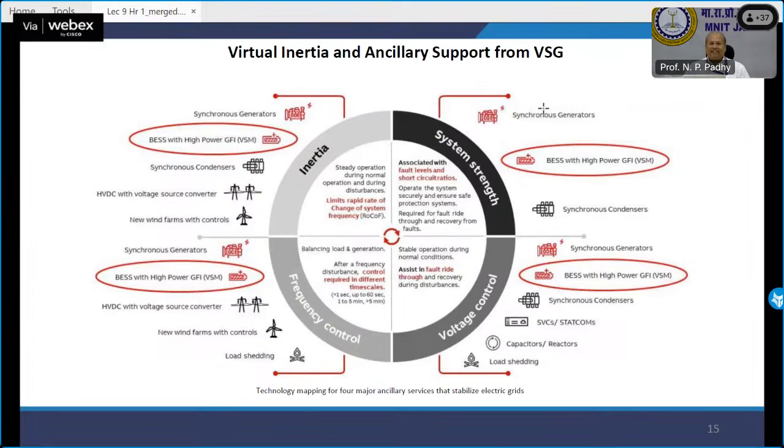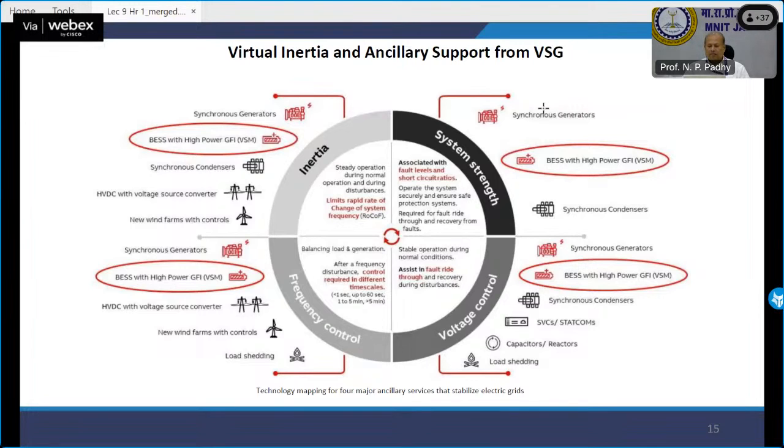So virtual inertia and ancillary support from VSG, as you could see: inertia, system strength, voltage control, and frequency control. These are the elements which support, for example, inertia: synchronous generator, battery energy storage system, synchronous condenser, HVDC with voltage source converters, new wind farms with controls. They support inertia. And frequency control comes from the battery, HVDC, wind plants, and load setting.